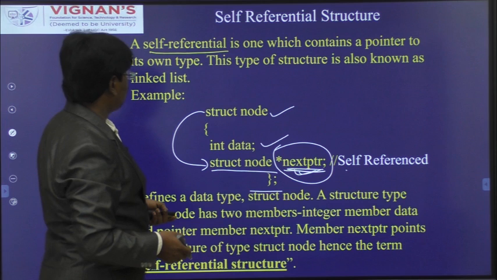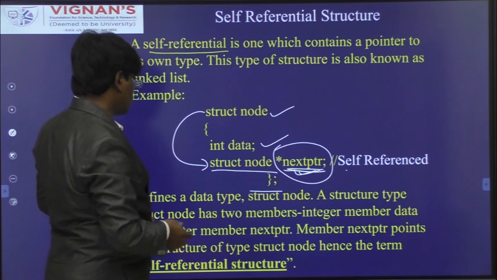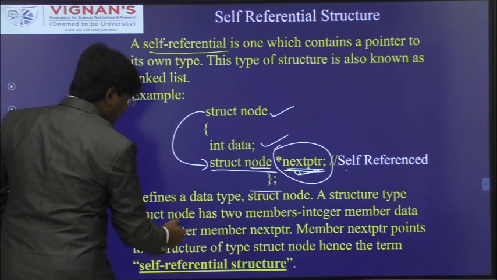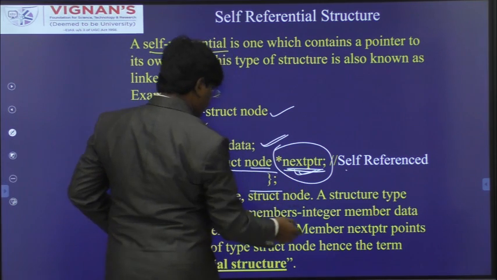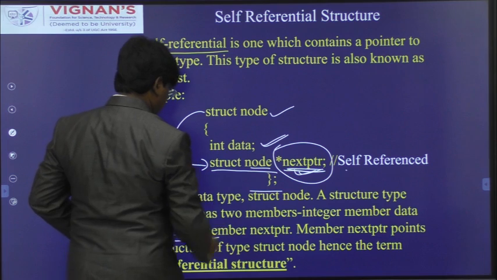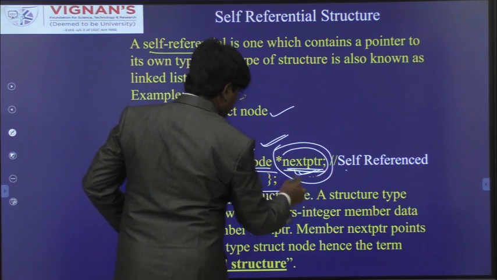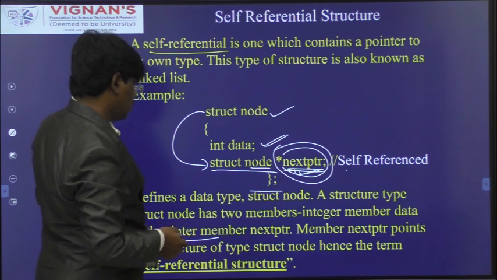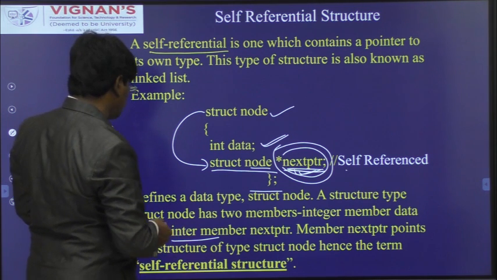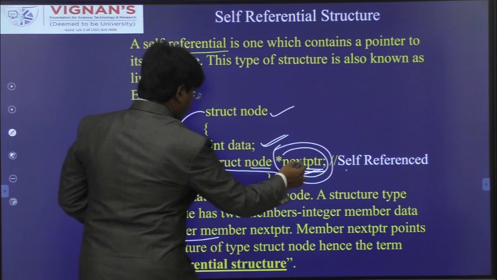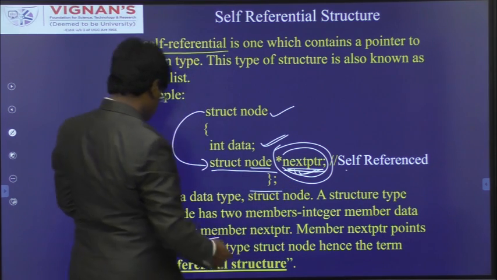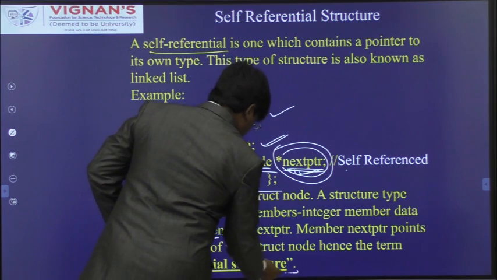Okay, so this defines a data type struct node. Here this is the struct node. Struct node has two members, one is an integer member and another one is a data pointer member. This is called a data pointer member, next PTR. The member next PTR points to a structure, so this particular pointer points to a structure of type struct node. The term is called a self-referential structure.